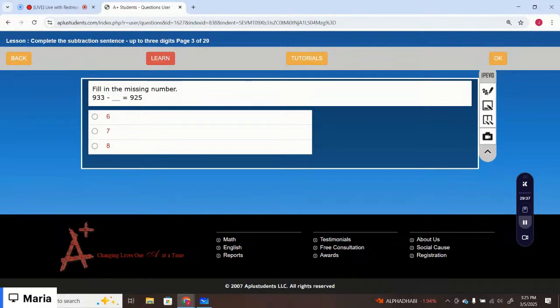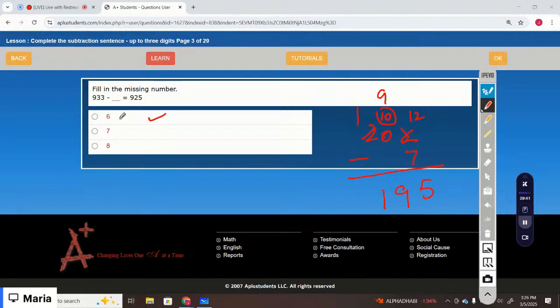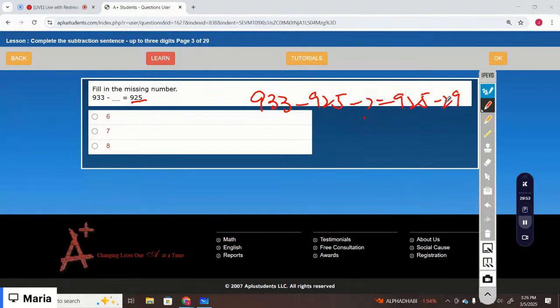933 take away. You can start with the first number, or you can subtract 925 from both sides. That is another way to do the same question, right?